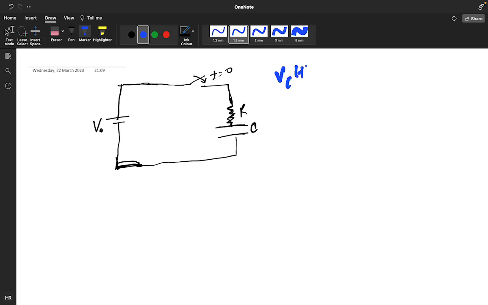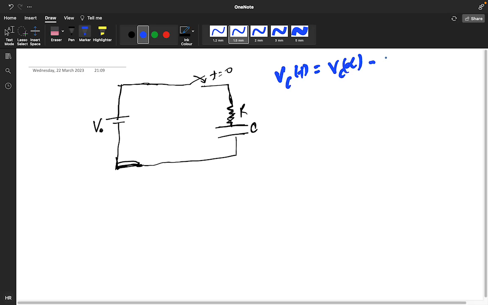Vc of t is equal to Vc infinite plus, Vc of 0 minus Vc infinite, into e power minus t by tau. So this is my equation. When t is equal to 0, assume this is your IC current and this is plus minus Vc.